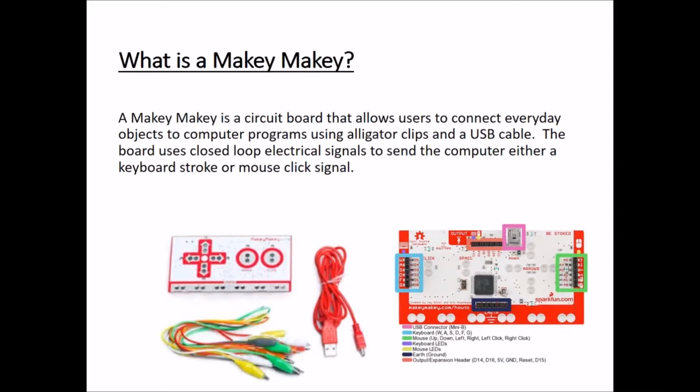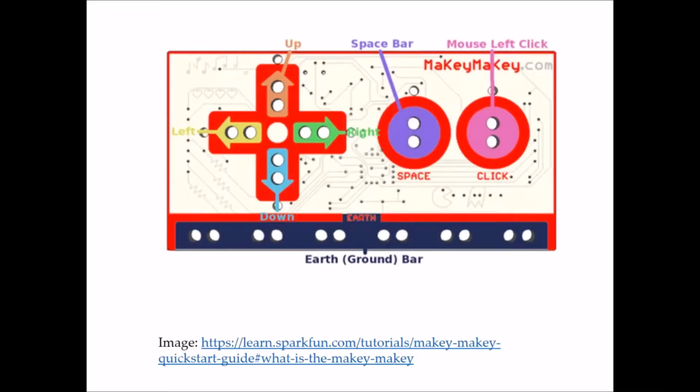If we have a look a little bit closer at the actual board, the front of our board uses the up-down arrows, our left and our right. We've also got the space bar and the mouse click. And down the bottom is where we can connect an alligator clip to earth or create our ground to complete our circuit. And generally, we as a person are earthed and become part of that circuit.